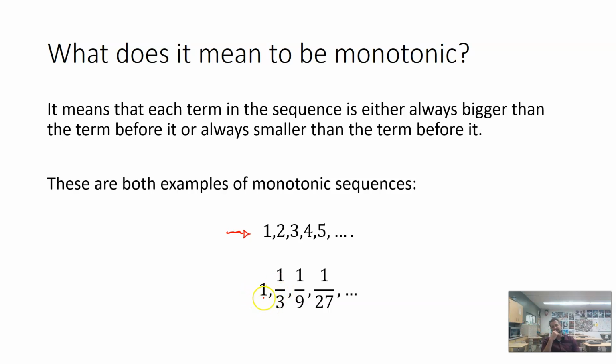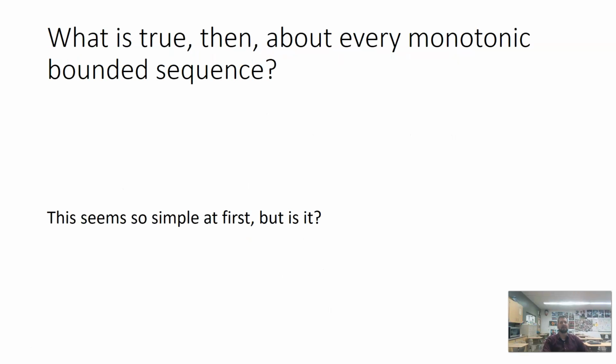Like here's another sequence where 1/3 is smaller than 1. 1/9 is smaller than 1/3. 1/27 is smaller than 1/9. Those are both examples of monotonic sequences because you know that the term that comes next is either going to be larger or smaller than the term that came before it.